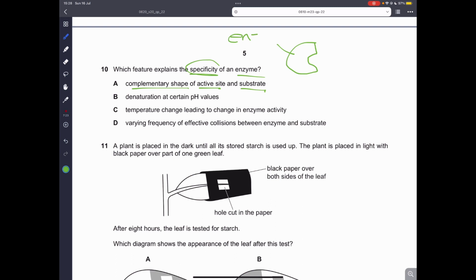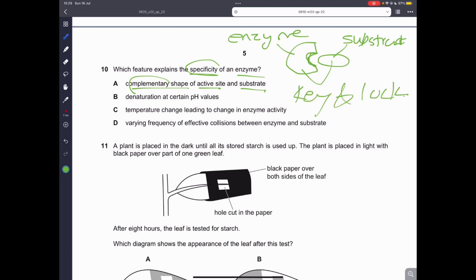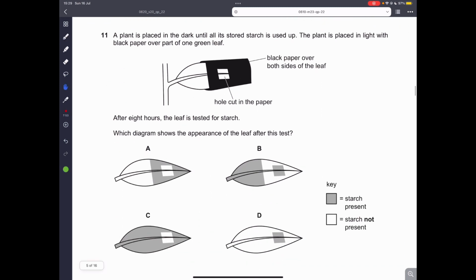So this is the enzyme, and the substrate that is going in has to be this one. So you can see it has a very cylindrical or curve shape, which the enzyme also has as well. So they are both complementary. So we say that this is a lock and key model, just like a key and lock. Not all keys can open any lock. So A is the correct answer.